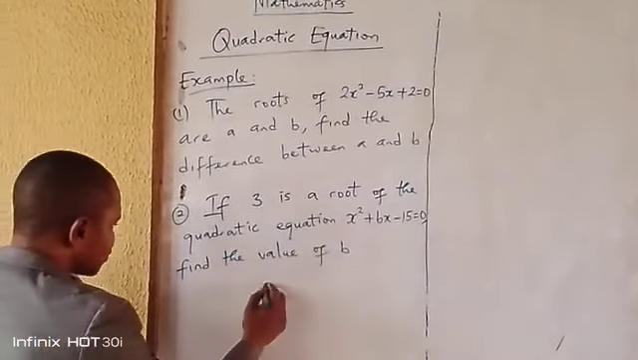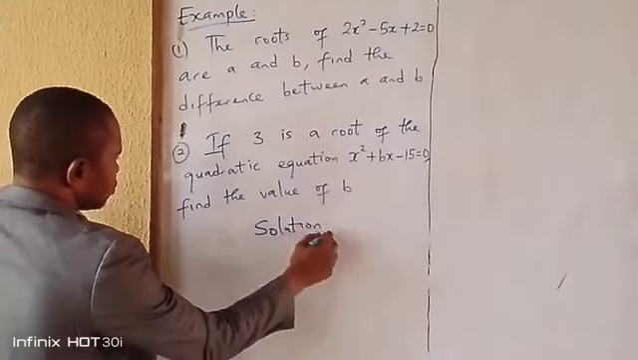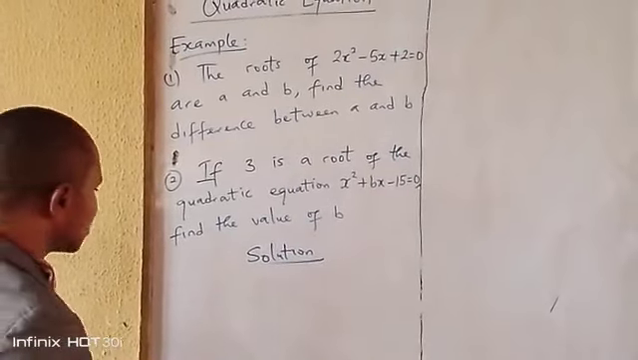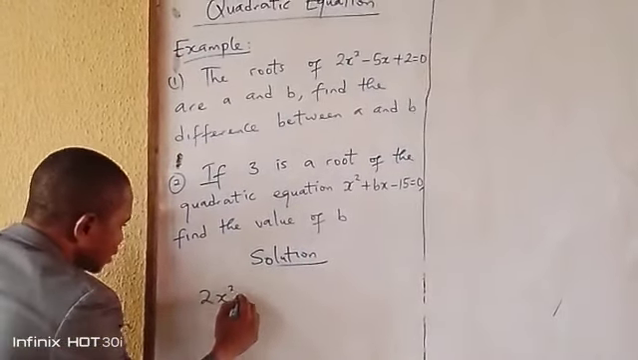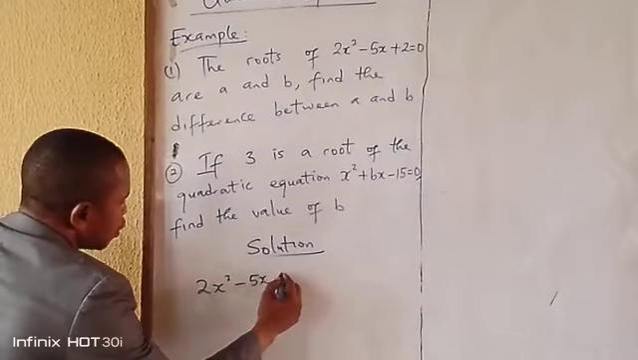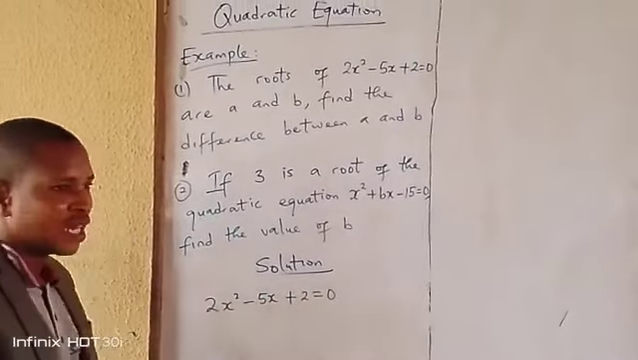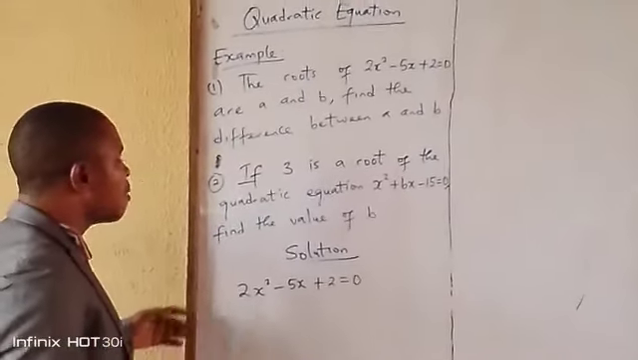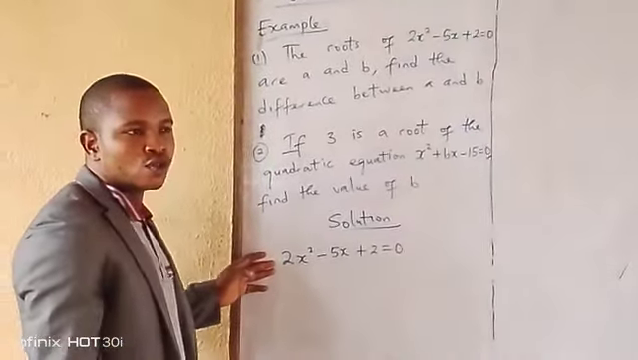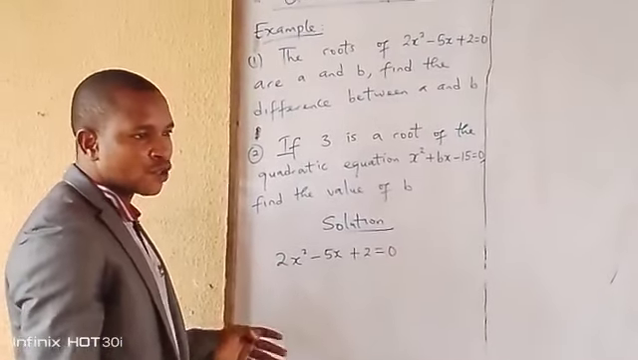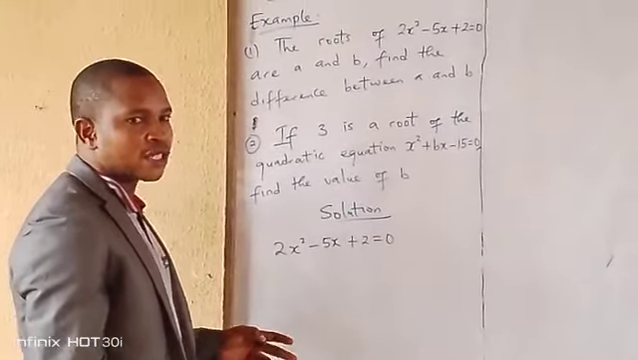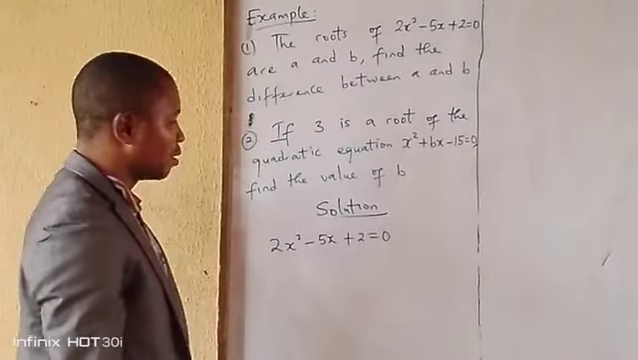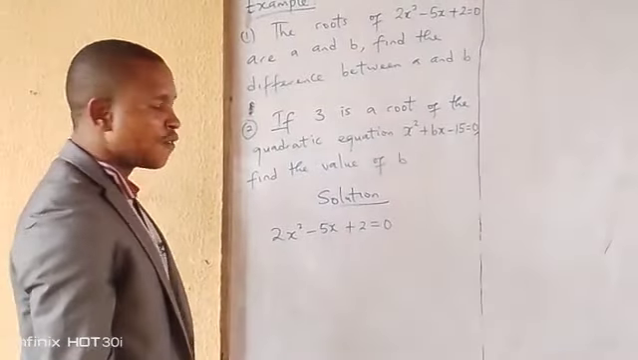Let's solve the first question. Solution. In the first question, we need to find the roots of the quadratic equation 2x squared minus 5x plus 2 equals 0. If you watch my previous videos, you will discover that we have four methods that we can use to solve this quadratic equation. You can use the factorization method, the completing the square method, the quadratic formula, and the graphical method. I prefer to use the factorization method.